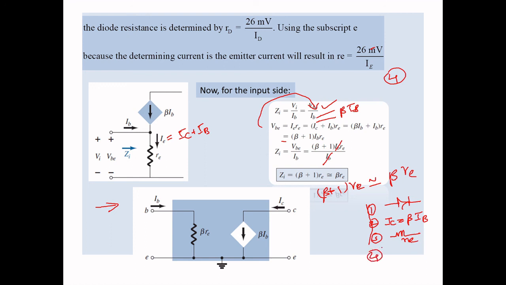The fourth step, I want to go for the simplified, exact model including all input impedance. In the final step, you can see between base and emitter the resistance is beta plus 1 into RE, so it was approximated to beta RE. The IC current is beta times IB. This is a dependent current source because the collector current is with respect to the IB current. So this is a complete model for the common emitter transistor.